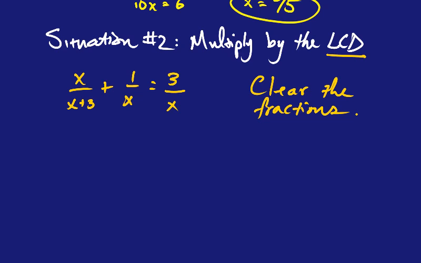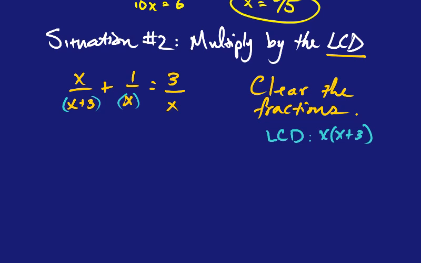So how do you clear the fractions? Well, you think about what the least common denominator would be. If I really wanted to add these two fractions on the left side together, I'd have to have an x plus 3 and an x as part of my denominator. So our LCD in this problem is going to be x times x plus 3. And you're going to keep it factored. Don't multiply it out, because it'll help you reduce much easier if you leave it factored.